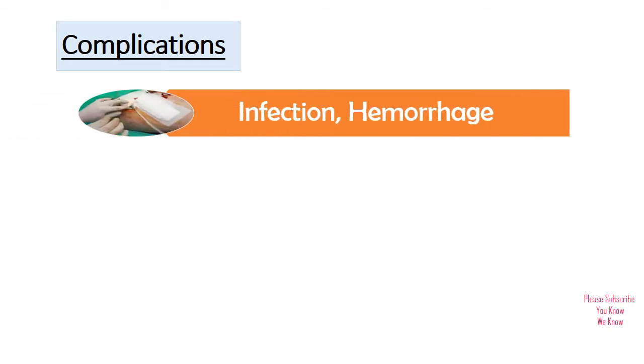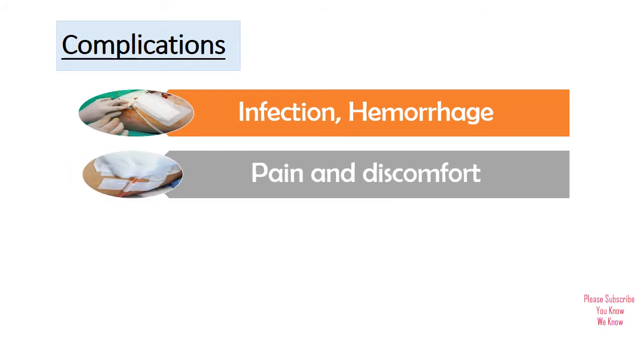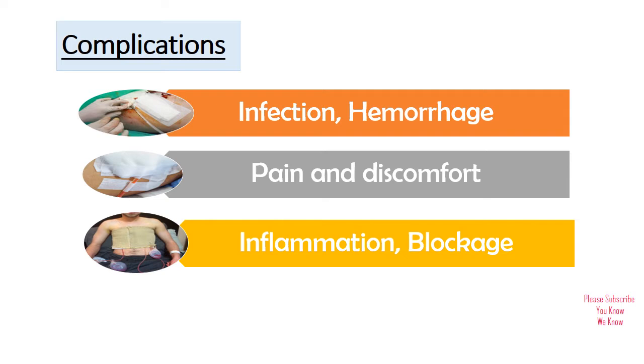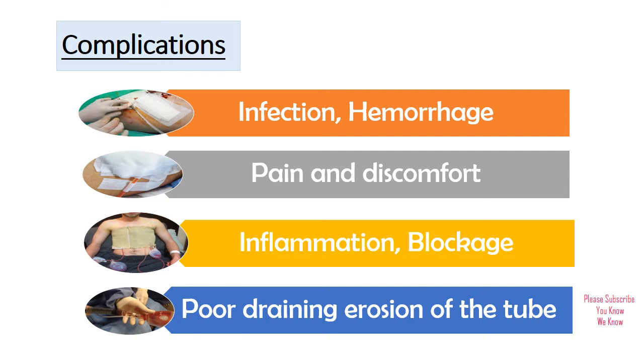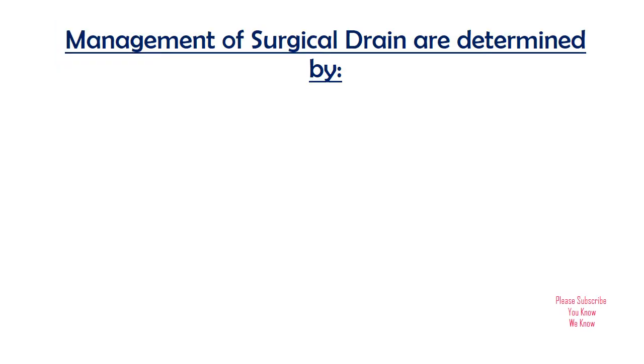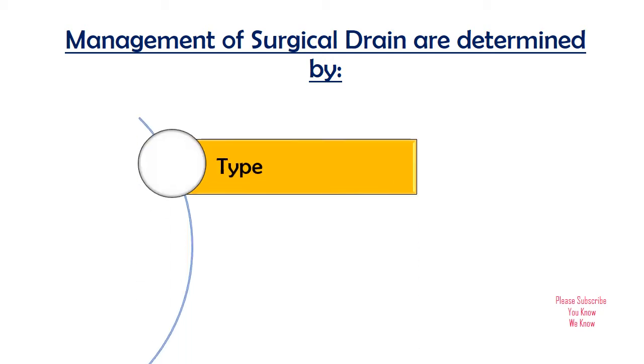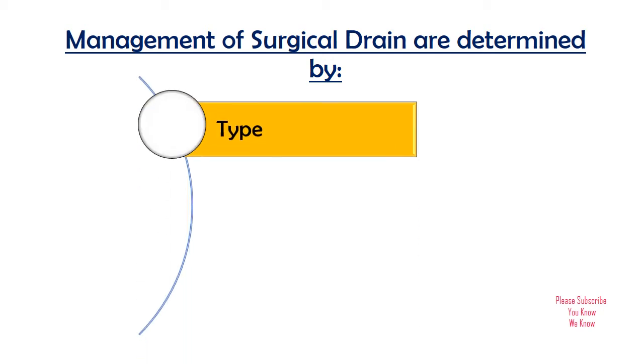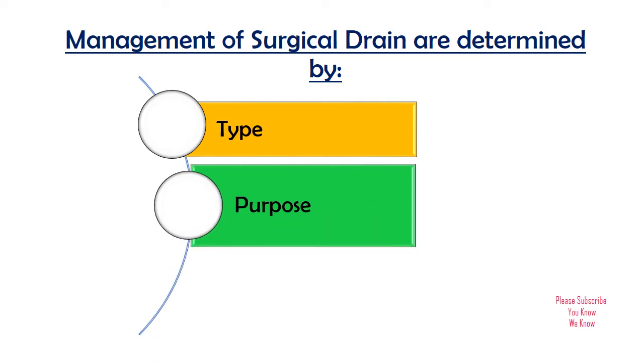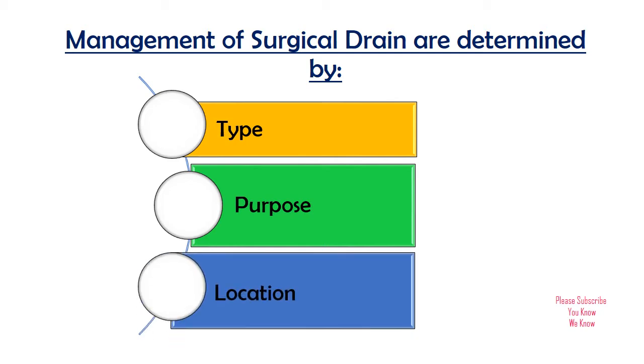Complications of the drain system are infection or hemorrhage at the site of tubing, pain and discomfort at the site of tube insertion, inflammation at the site of tube insertion, blockage in the tubing, poor drainage, and erosion of the tube. Management of surgical drains is determined by the type of drain, as different types have different management, such as open drain system or closed drain system, the purpose of the drain, as well as the location where the tubes are placed, either in the chest, abdomen or on any of the limbs.